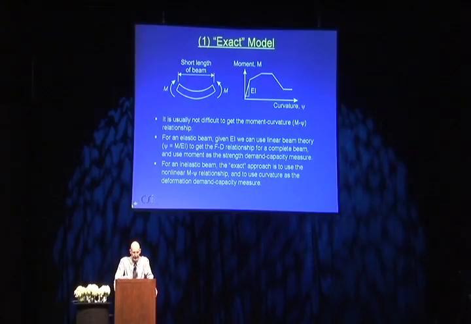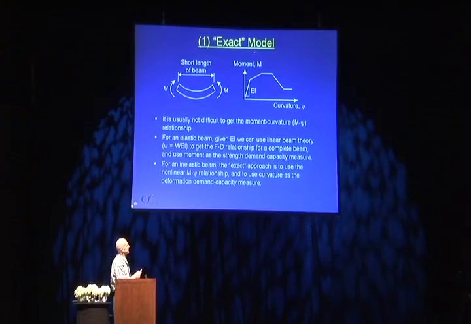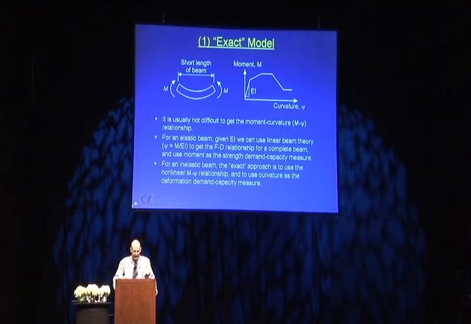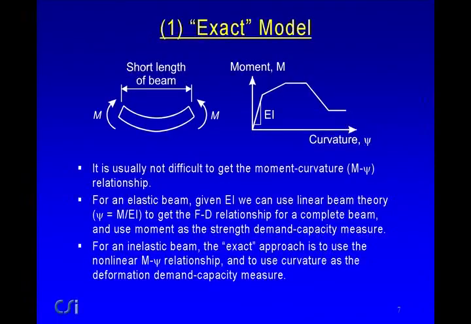So it's usually not difficult to get the moment curvature, the M-phi relationship. Now, if you have an elastic beam, the rest is pretty easy. For an elastic beam, all you're interested in is this EI value here. The rest doesn't matter. It just goes on forever if it's elastic. So for an elastic beam, if you're given EI, you can use linear beam theory, which is just curvature is M over EI, and you can get the force deformation relationship for the complete beam, and you can use bending moment, usually at the ends, as the demand capacity measure. Very simple.